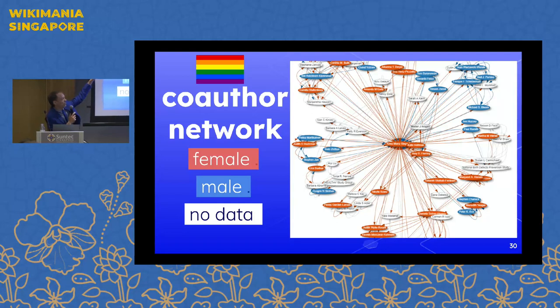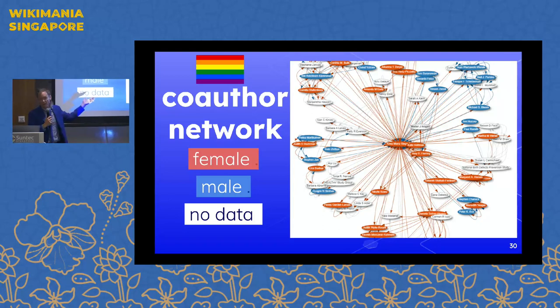I've got the LGBT flag up there because this indicates a diversity issue. Because we have demographic data in Wikidata, we're also able to do things like say, what is the gender of the different researchers? At this very conference, we have people talking about things like Wiki Project Women Scientists. And as people tag women scientists, they tag all kinds of gender.